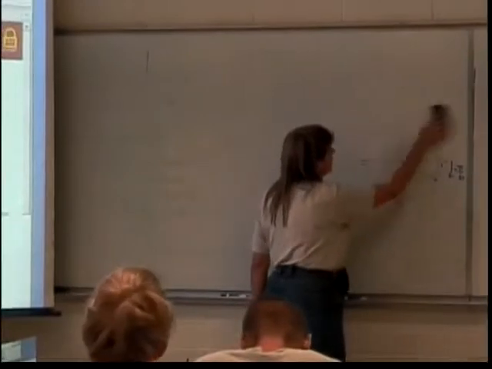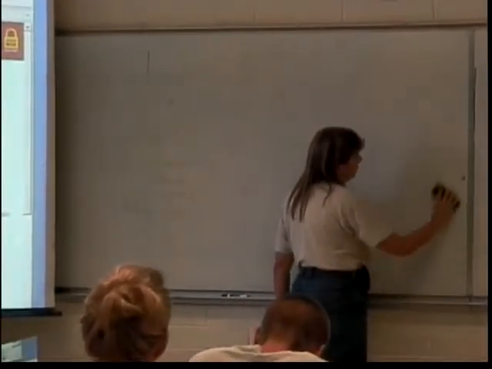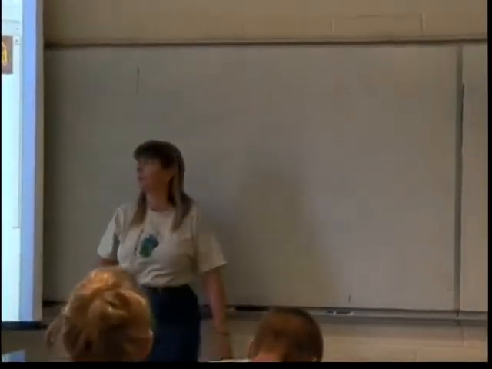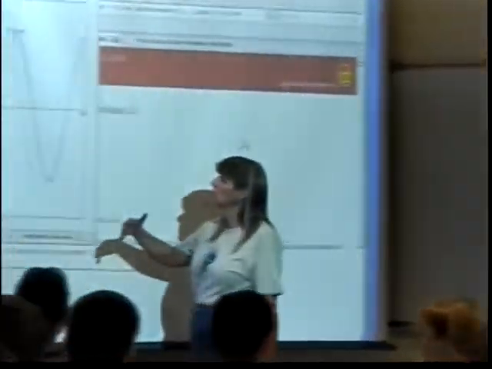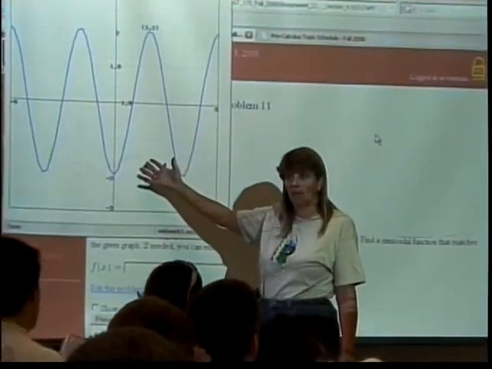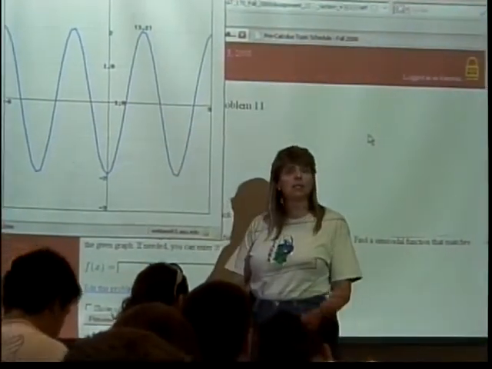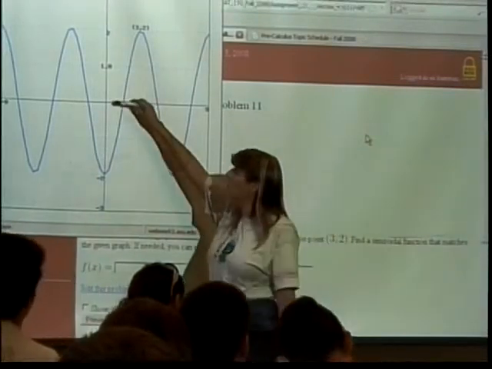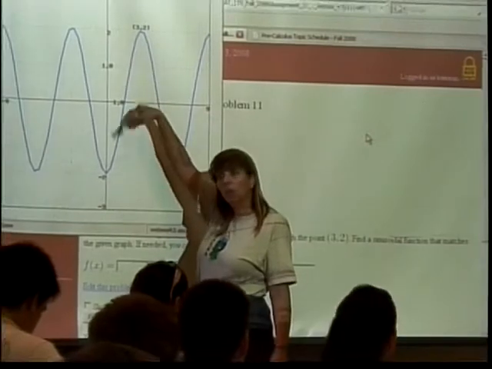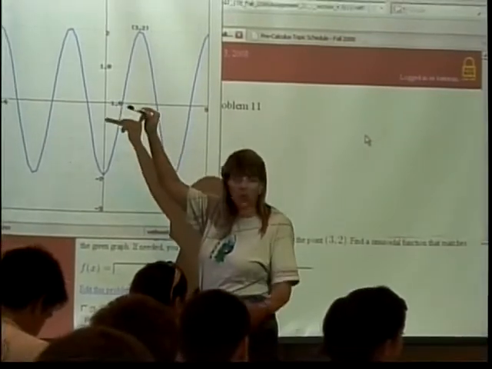Problems 12 and 13 can be done so that there is no phase shift. In other words, you want to look at the graph and decide, does this look most like a sine function or does this look most like a cosine function? You want to say sine if the graph goes through the point (0, 0), or where the midline and the y-axis intersect.